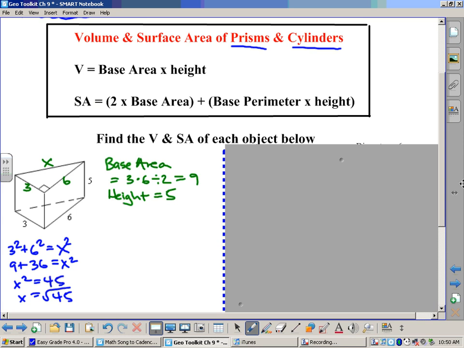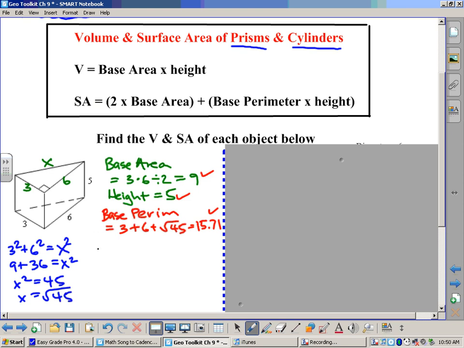And what we would do is we'd say the base perimeter, I'm going to write P-E-R-I-M for perimeter, we are going to add up the 3 sides here. So 3 plus 6 plus the square root of 45, which is our third side that we just discovered. Grab your calculator, enter that in, and as a decimal we end up getting 15.71. So now we're going to use these 3 numbers right here, our 9, our 5, and our 15.71 to actually calculate the volume.